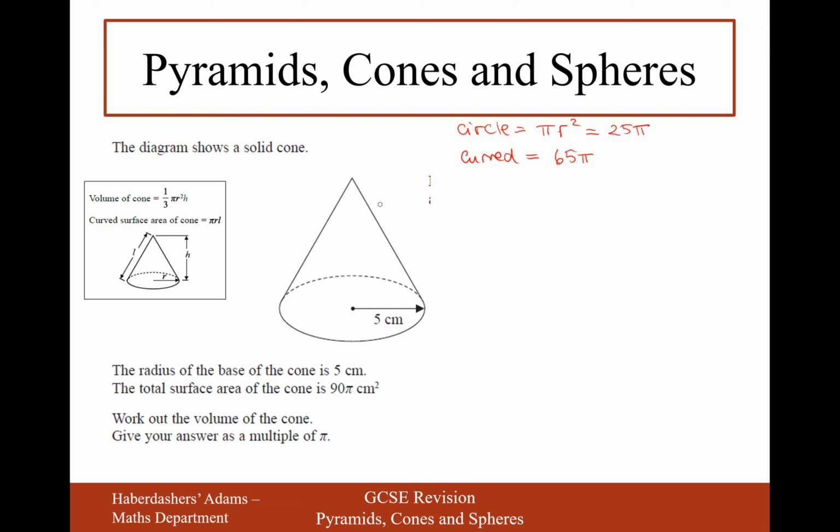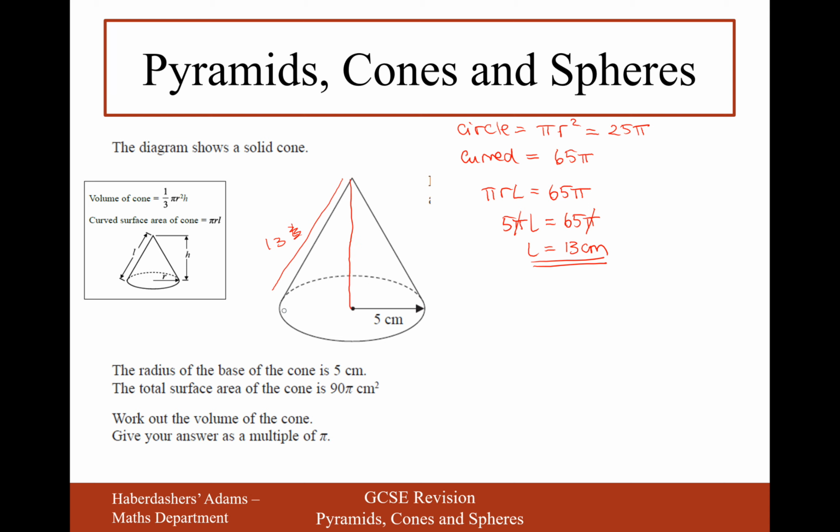Let's grab our formula for that. So we don't know what L is at the moment, so we'll work out what L is here. So it's going to be pi times r times L equals 65 pi for the curved area on the top, because I've subtracted that circle on the bottom. We know that the radius is 5, so it's going to be 5 pi L equals 65 pi. So cancel out the pi's on both sides, cancel out 5 on both sides, and you're left with L is 13 centimetres.